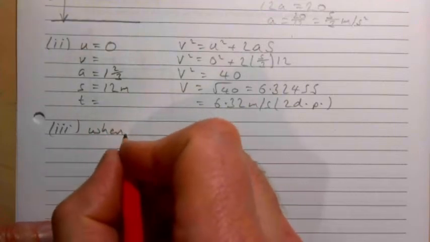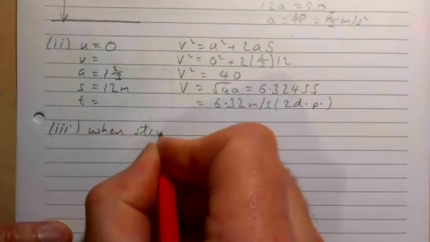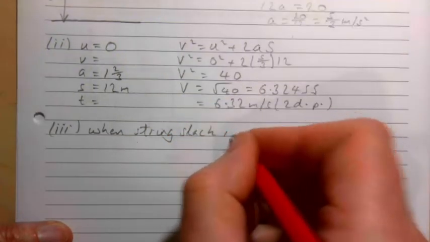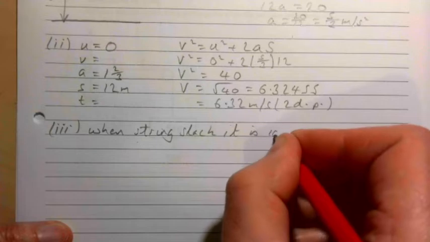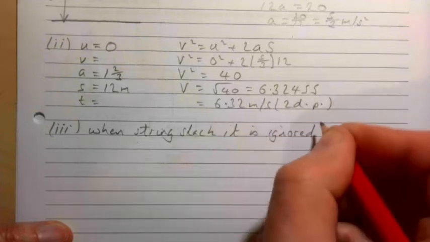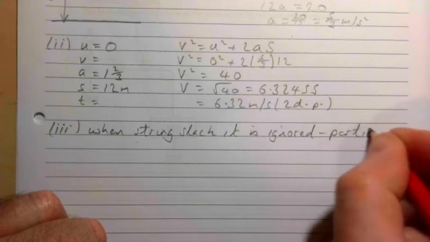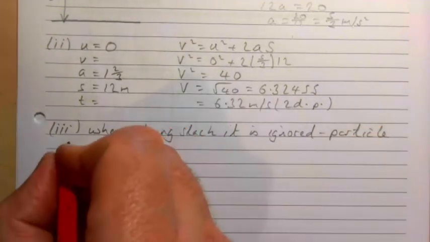When string slack, it is ignored. And the particle is just moving under gravity.